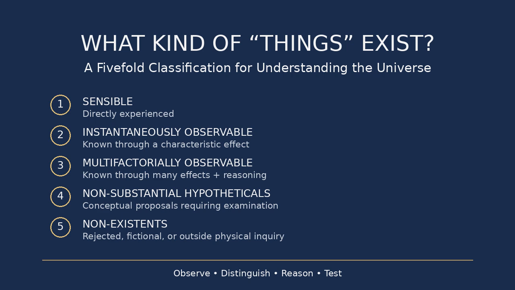Part 6. Category 5. Non-existence. The fifth category concerns things that do not belong to physical reality. Some propositions have been experimentally or theoretically ruled out in their proposed form. The ether is a historical example of a physical medium, once proposed for the propagation of light, but abandoned after experimental and theoretical developments. Perpetual motion machines are another example. Proposed devices that conflict with established physical principles.